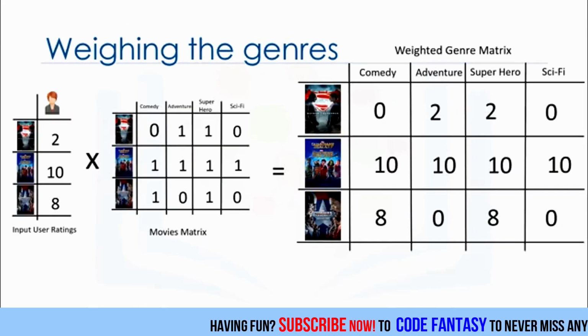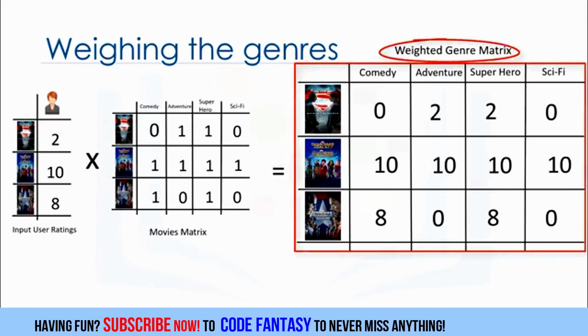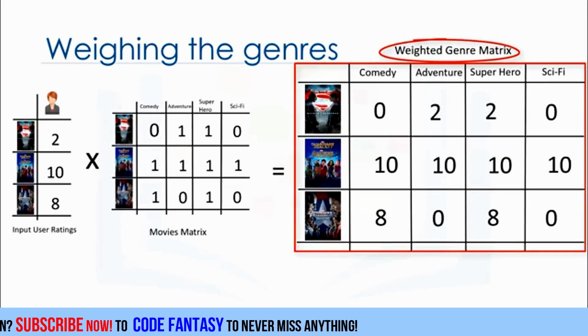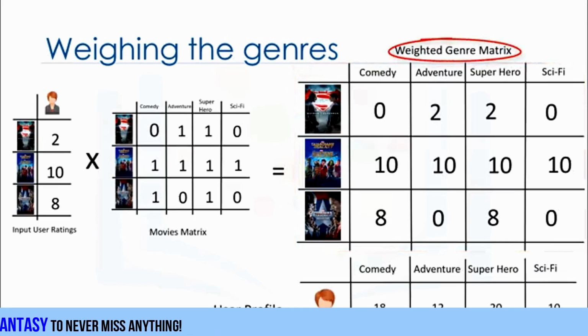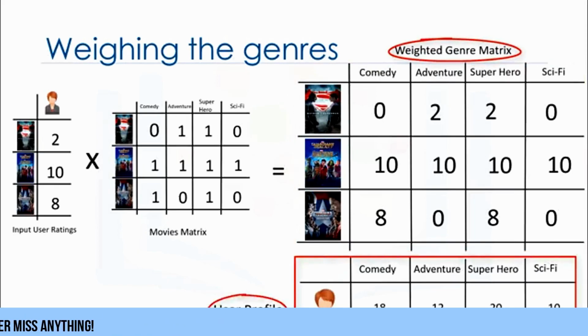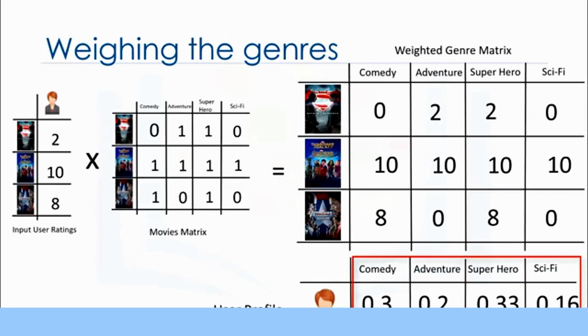Let's take a look at the result. This matrix is also called the weighted genre matrix and represents the interests of the user for each genre based on the movies that she's watched. Now, given the weighted genre matrix, we can shape the profile of our active user. Essentially, we can aggregate the weighted genres and then normalize them to find the user profile. It clearly indicates that she likes superhero movies more than other genres. We use this profile to figure out what movie is proper to recommend to this user.